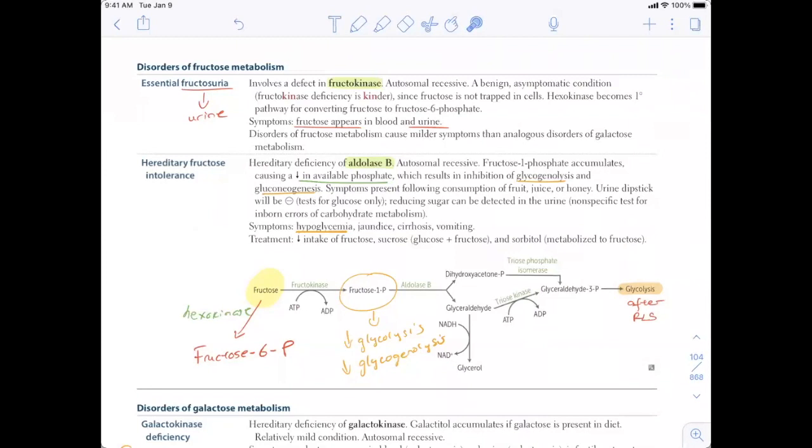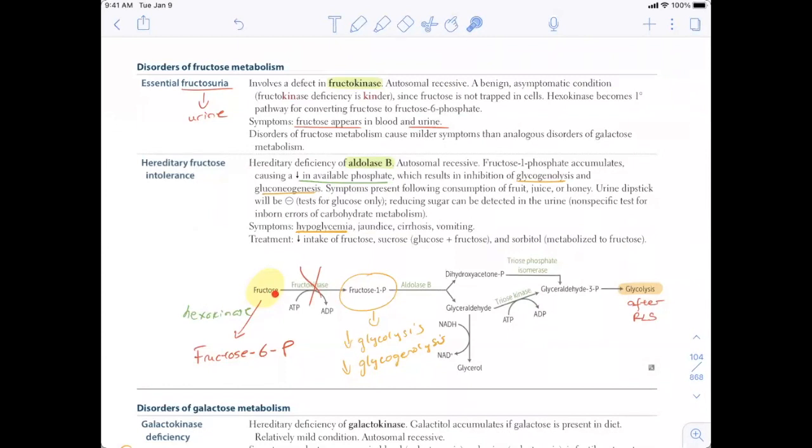Let's start off with a scenario where I'm deficient in fructokinase. Immediately, right, what's going to start accumulating is what? Fructose, because I can't go forward. I have blocked this step right here. So fructose immediately begins to accumulate.